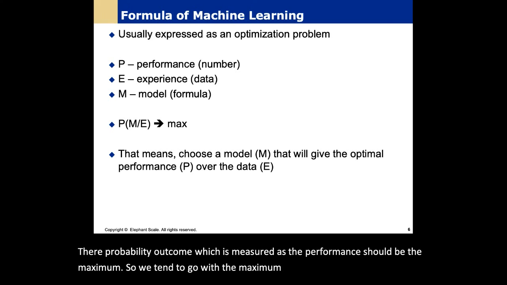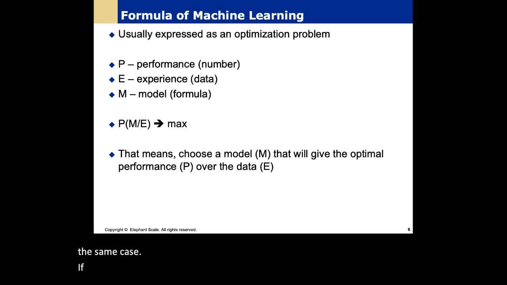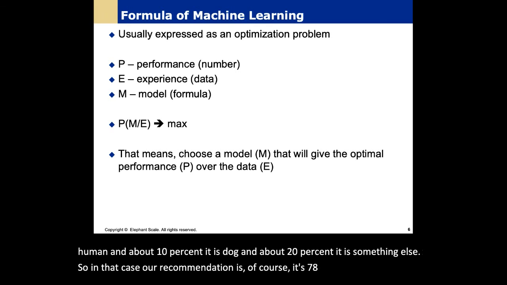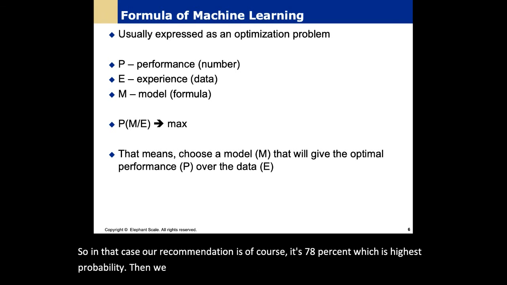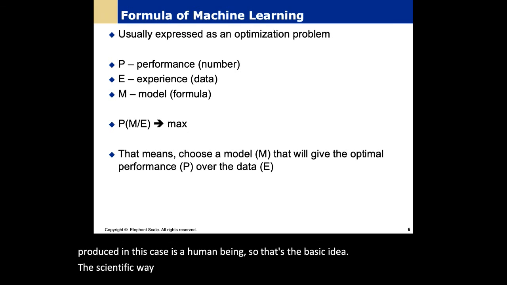For example, in the same case, if the outcome of the probabilistic model that we built says it's 78% a human, about 10% a dog, and about 12% something else. In that case, our recommendation is, of course, the 78%, which is the highest probability. Then we go with that classification: the output produced in this case is a human being. So that's the basic idea, the scientific way of looking at machine learning.